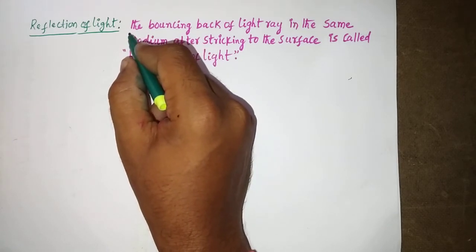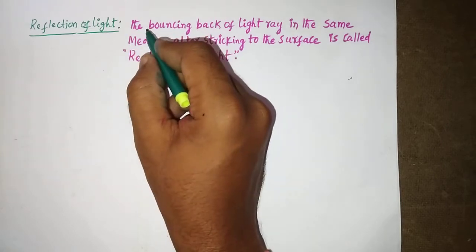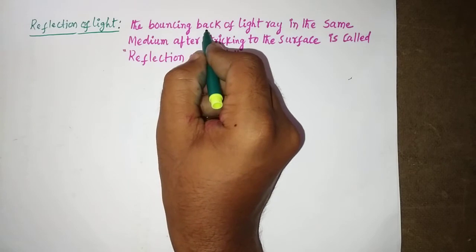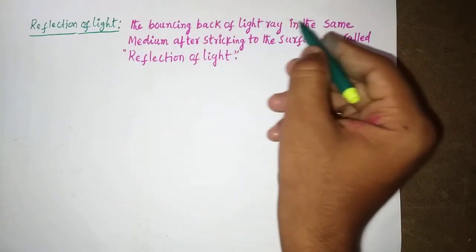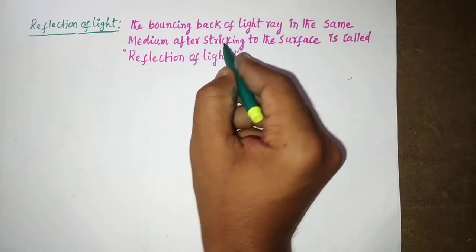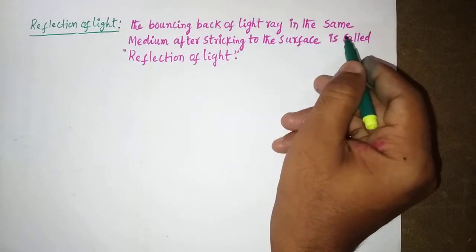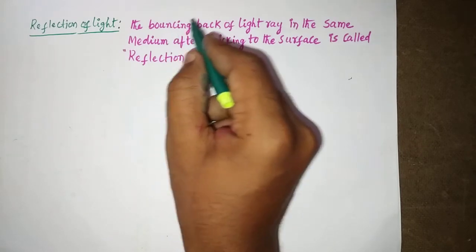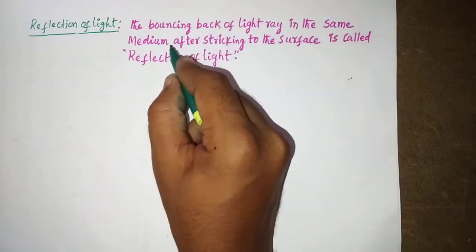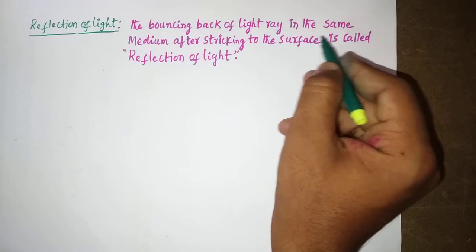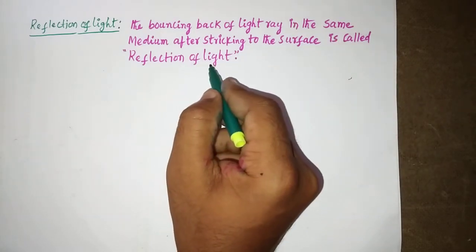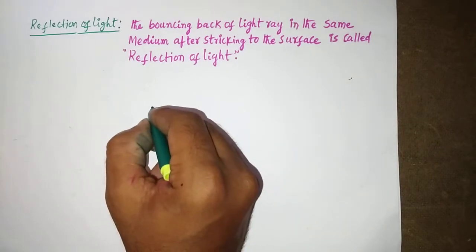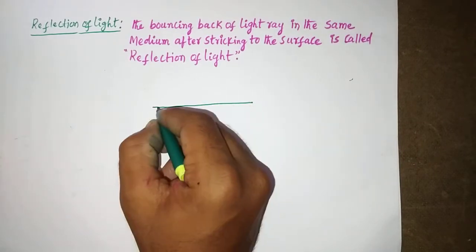The definition of reflection of light is the bouncing back of a light ray in the same medium after striking a surface. Bouncing back of a light ray in the same medium after striking the surface is called what? Reflection of light. To understand this, we need to take a plane mirror.